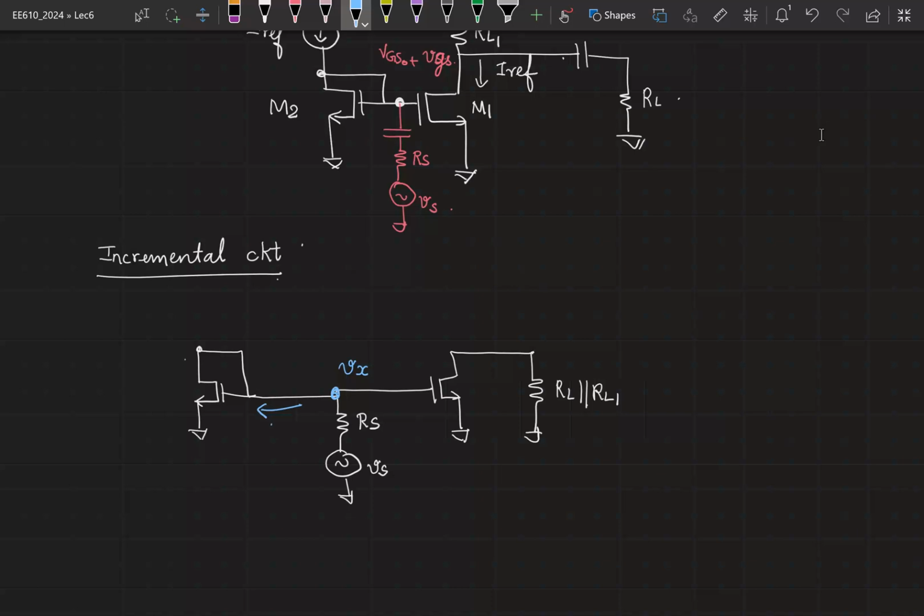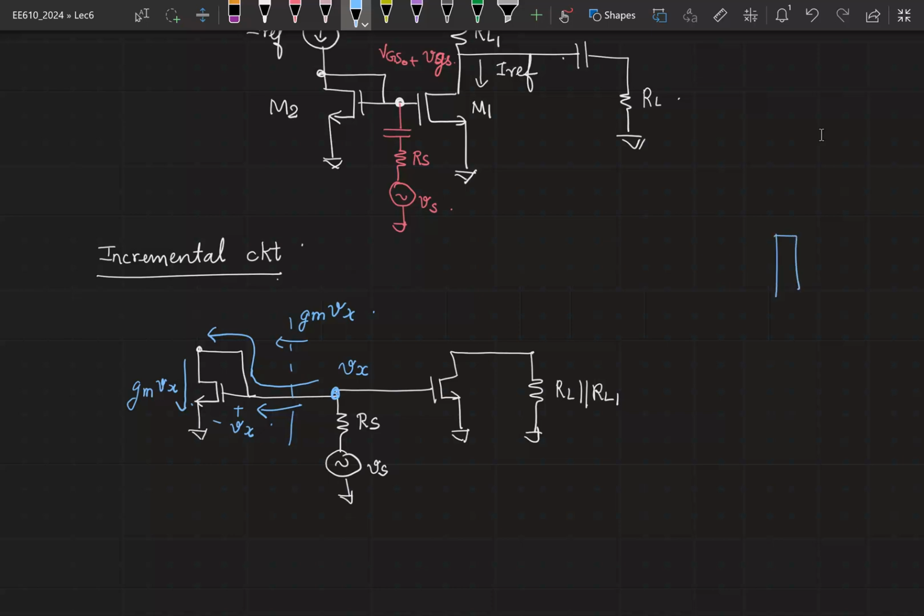What is it in the small signal picture? The current through this transistor is going to be, so the gate to source voltage is Vx, which means a current Gm times Vx is flowing through this, which means the same Gm Vx has to come like this, right? Therefore, the same current is flowing like this. Okay? So, the current flowing this side is basically Gm times Vx.